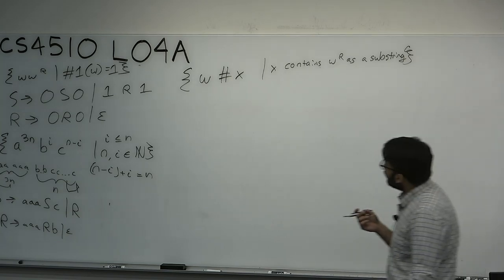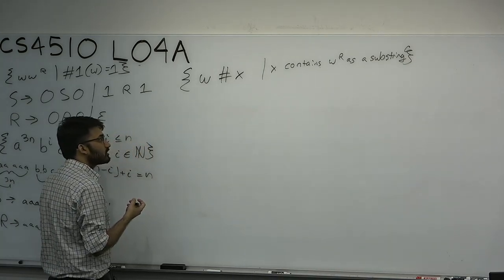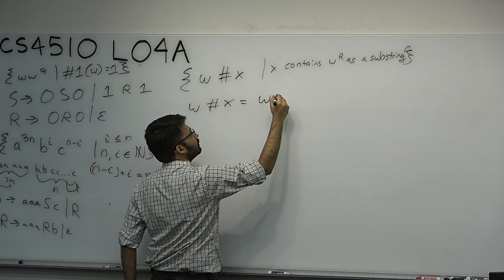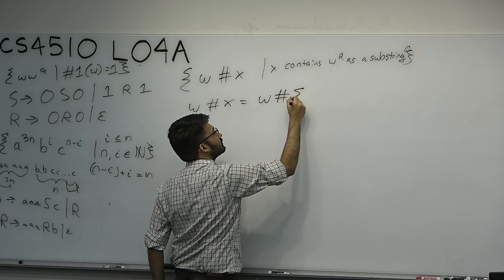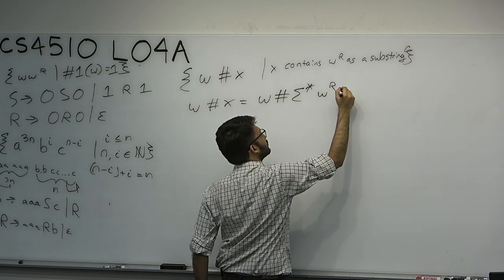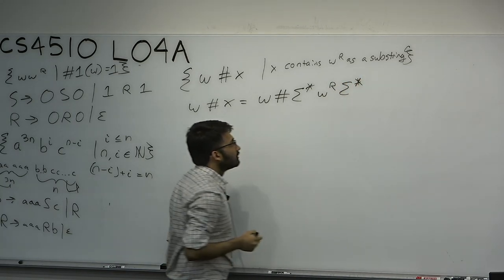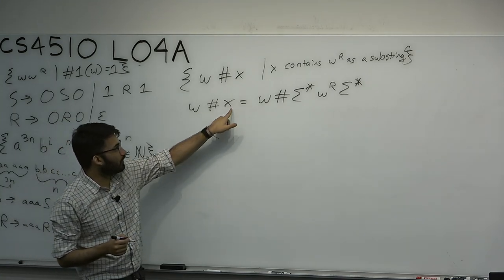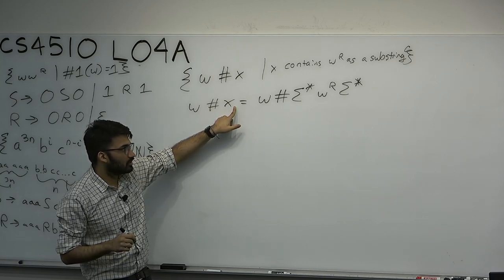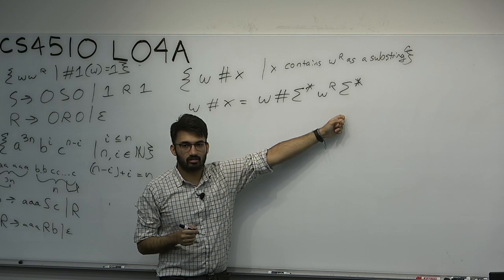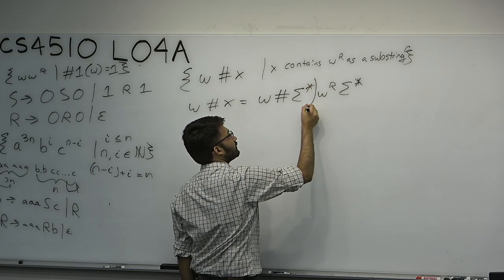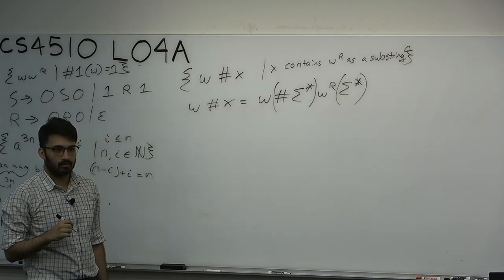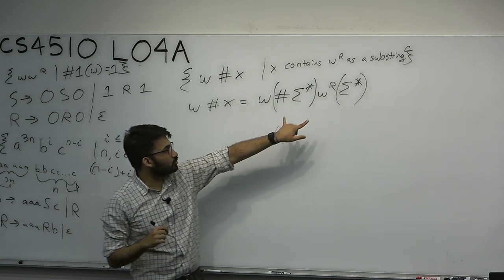Okay, so the idea is, if X contains W reverse as a substring, then W hash X looks like W hash sigma star W reverse sigma star. Something like this. But here we can break things up easily if you rewrite it like this. If X contains W reverse as a substring, fix the substring and then choose the prefix and postfix, right? So the grammar is going to look like that if we parenthesize this. That looks more doable as a context-free grammar.